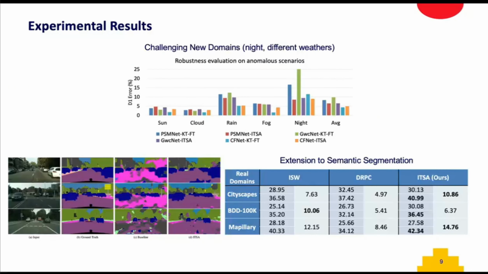In addition, our method can substantially enhance the robustness of deep stereo matching networks that are trained on synthetic data only and outperform fine-tuned models on challenging out-of-domain datasets such as rainy and foggy weather and nighttime data. Not only that, our method can be easily extended to improve synthetic to realistic domain generalization performance of semantic segmentation tasks. As shown in the table, the semantic segmentation network trained with our proposed ITSA method consistently achieves the best performance and outperforms other state-of-the-art approaches.